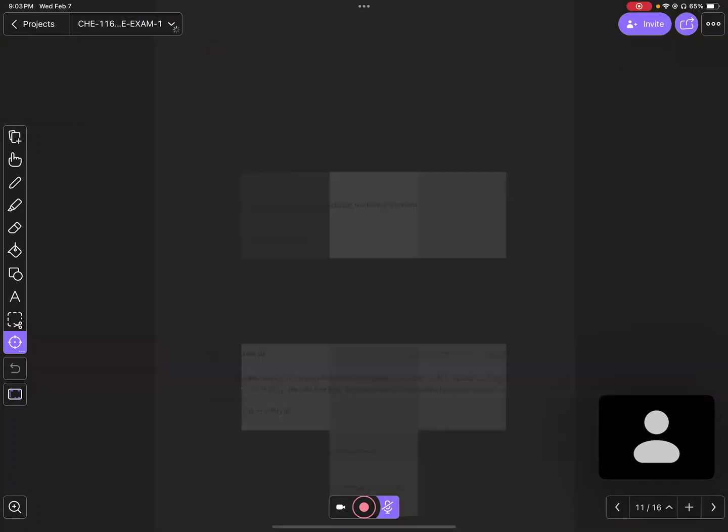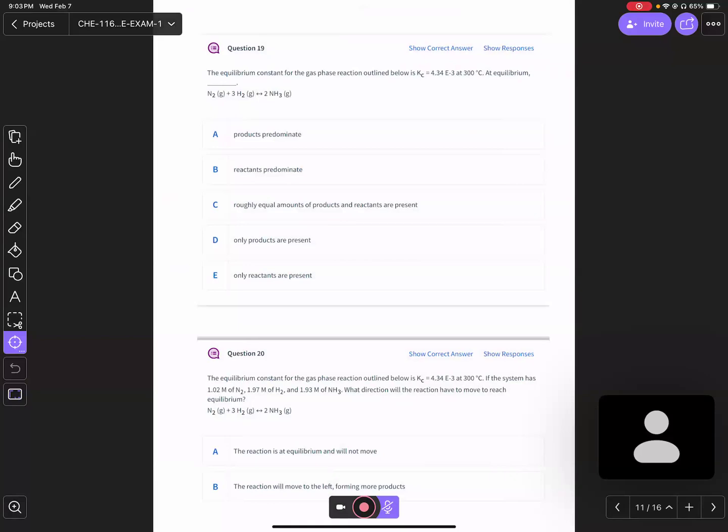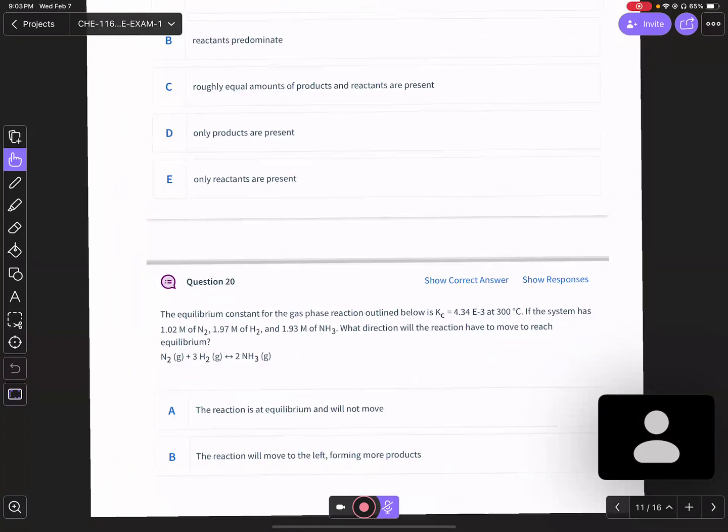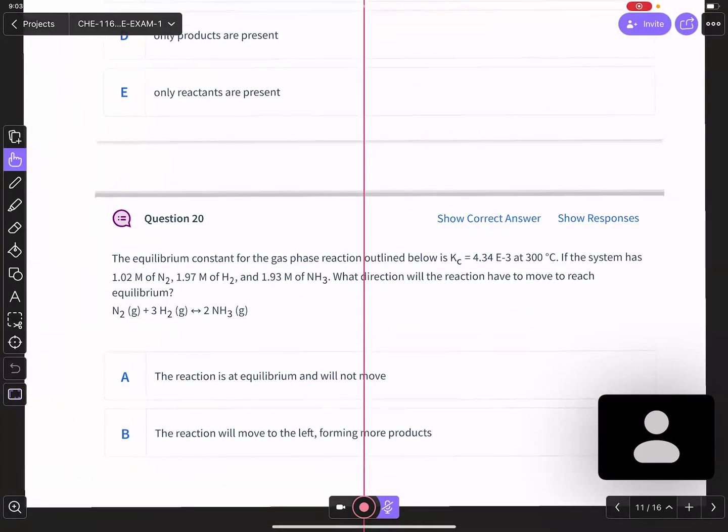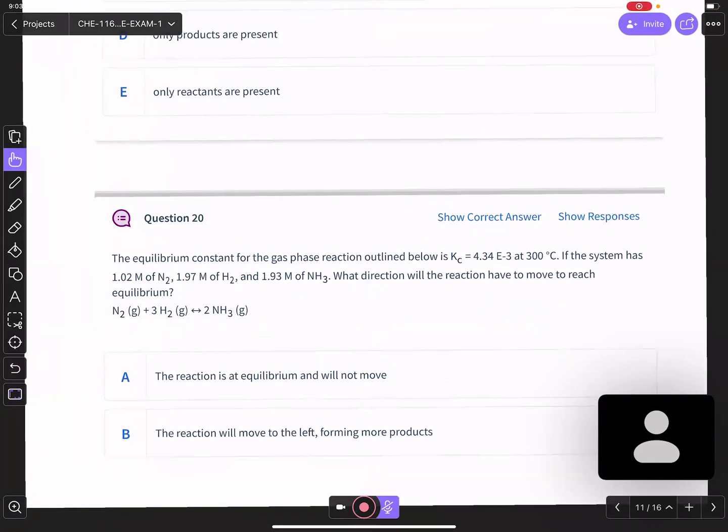All right, question 20. A lot of people came up to office hours and said, I guessed on question 20, didn't know. A lot of people thought this was a Le Chatelier's principle question. What kind of question is question 20? What do we have to do for question 20?